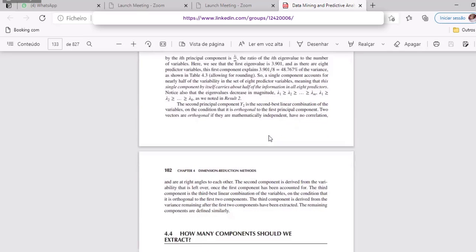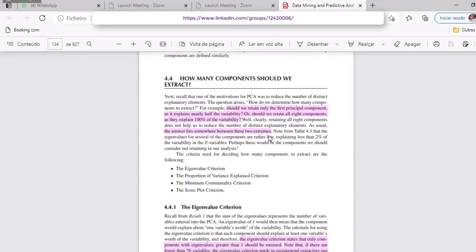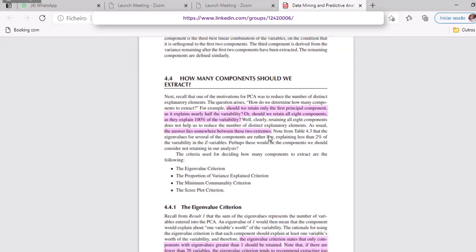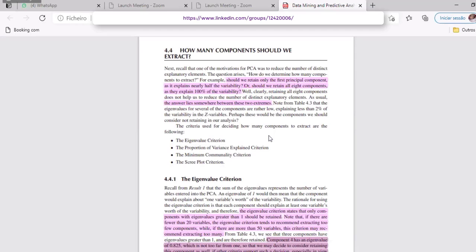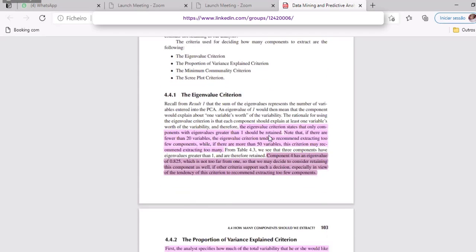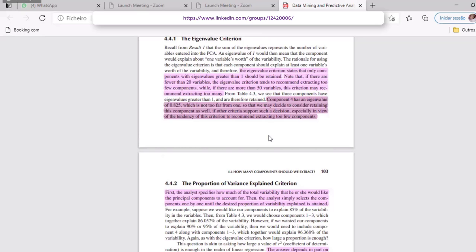Okay, so then we have another question, which is how many components should we extract? For this, we have some criteria that we can use. First is the eigenvalue criterion. The second is the proportion of variance explained criterion, then the minimum communality criterion and the scree plot criterion. They are almost all of them related to the PCA values. So the eigenvalue criterion states that only components with eigenvalues greater than 1 should be retained.